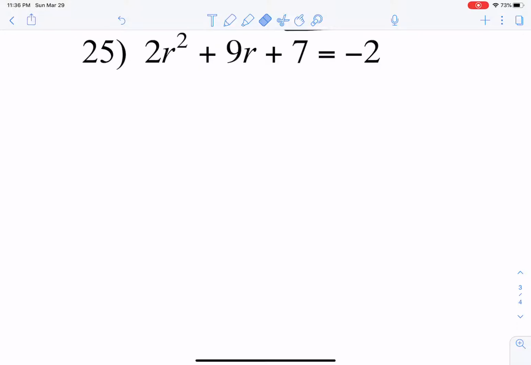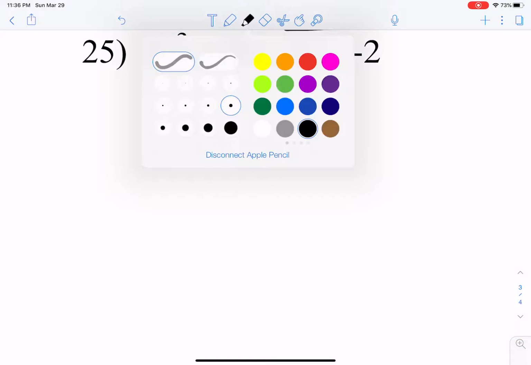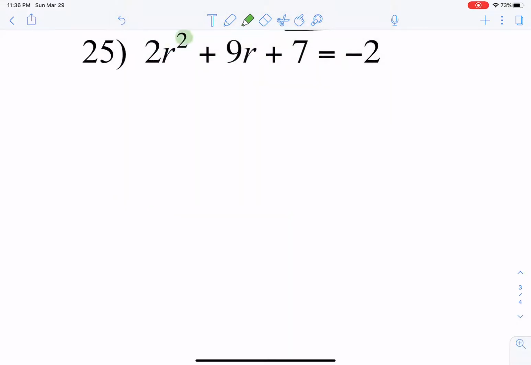So to solve number 25 or any other problem, you want to first assess the equation. What we do notice is that we have a trinomial, a quadratic trinomial, because there's a squared and there are 3 terms. We have a quadratic trinomial on one side of the equal sign, but on the opposite side of the equal sign, we also have a -2.